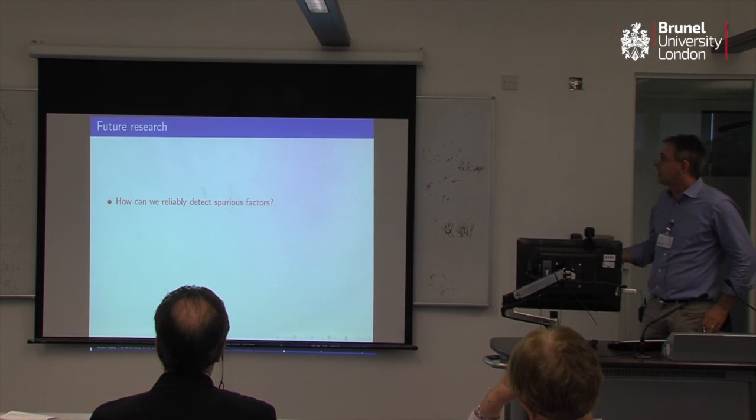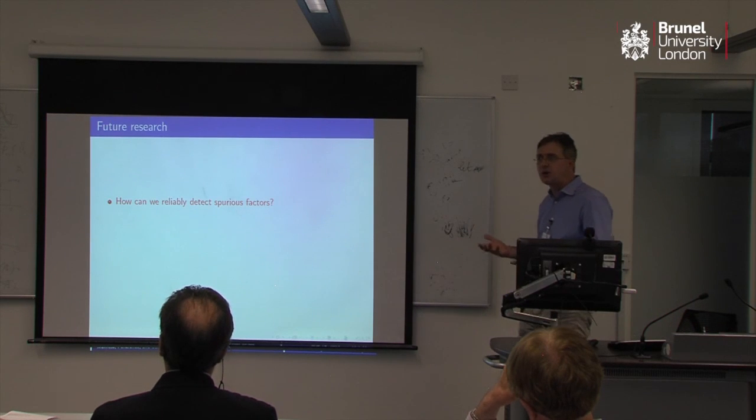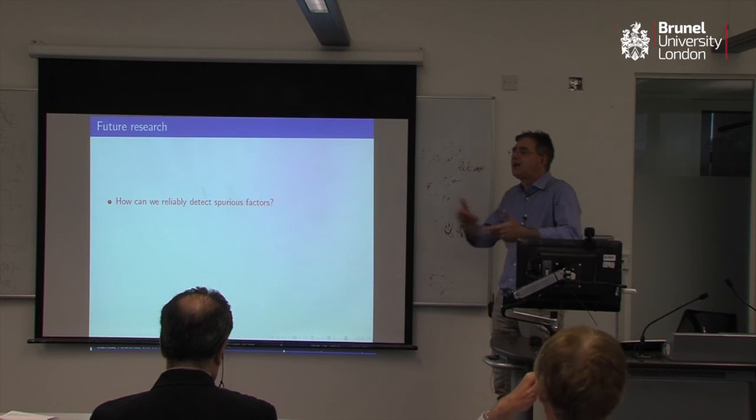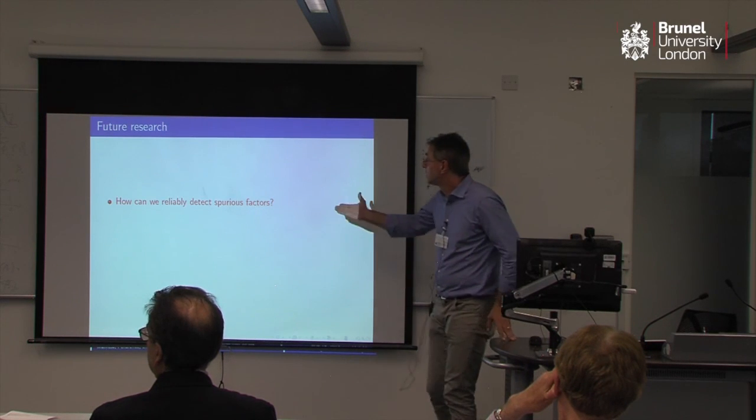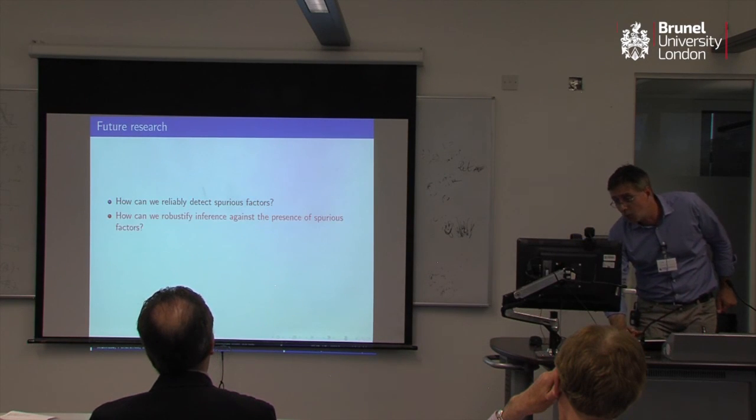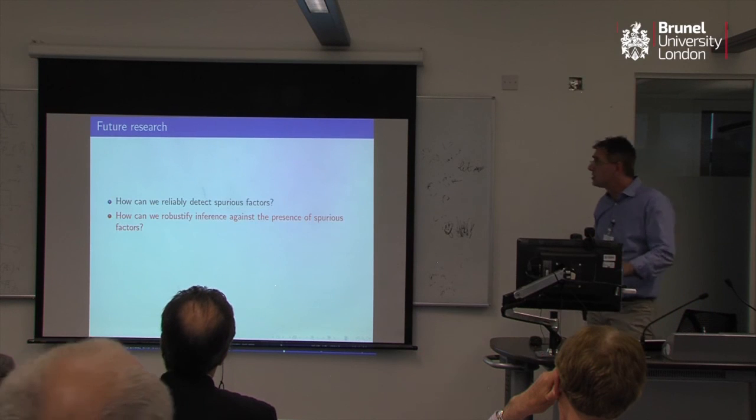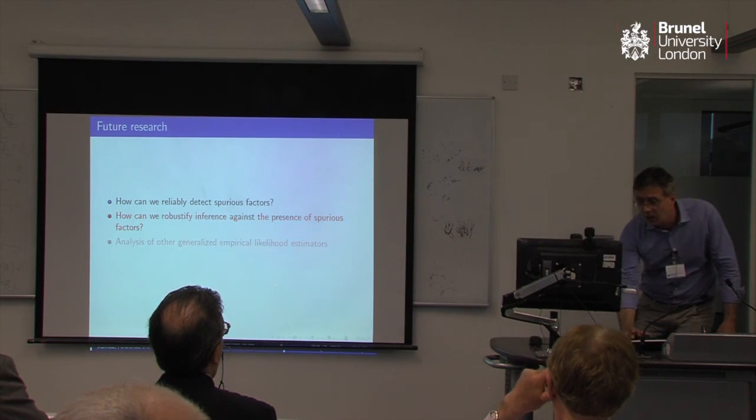But the point becomes, these are still open questions, right? Because this is not an easy problem. People may think, well, we can easily identify the spurious factors and throw them away. It's not that easy. So it becomes, how can we detect in a reliable way spurious factors? How can we robustify inference against the presence of spurious factors?